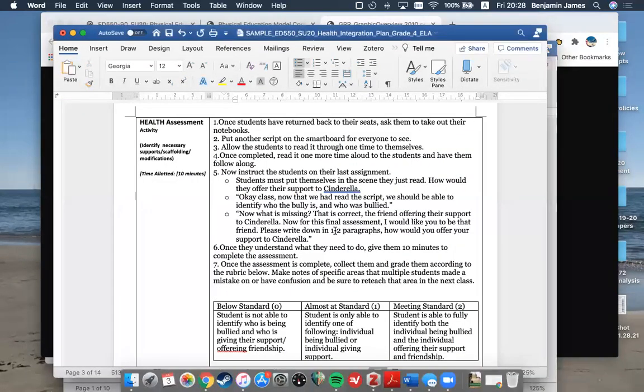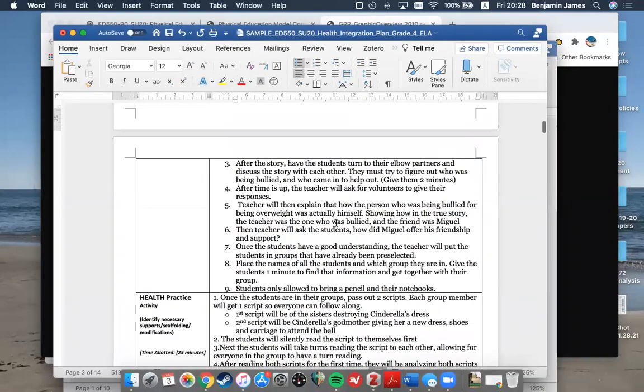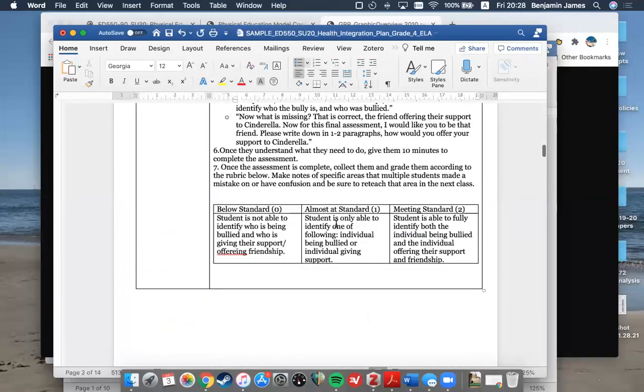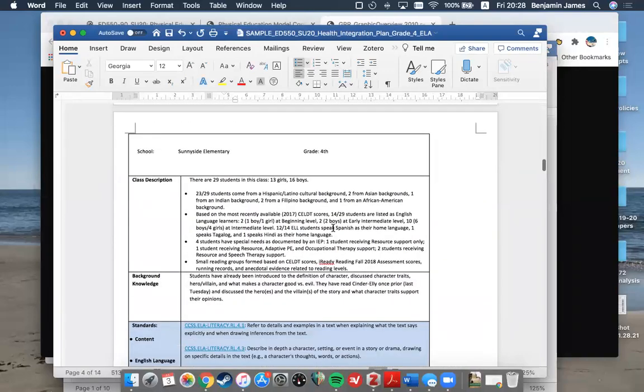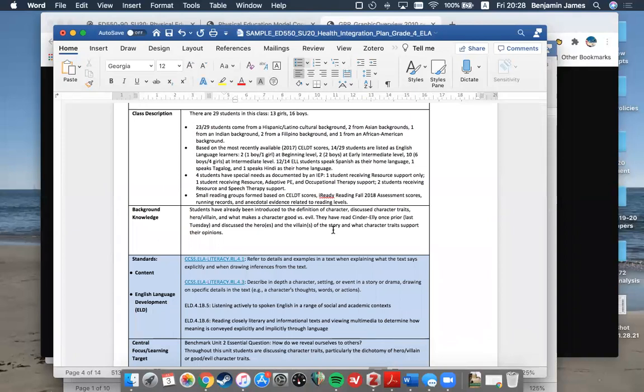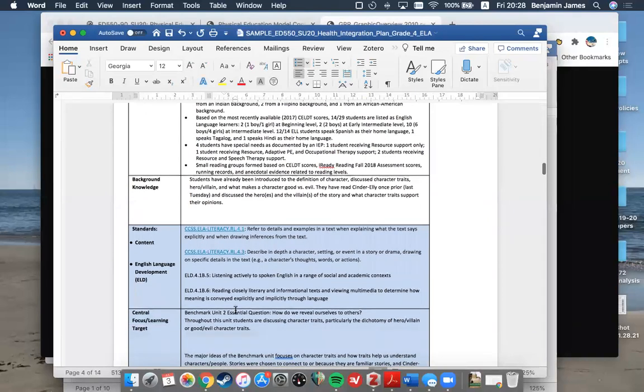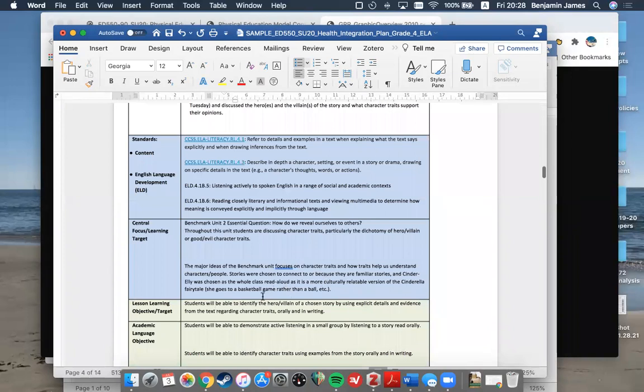Next, look at a grade 4 lesson. This is an ELA lesson. And this was the ELA lesson that used Cinderella or Cinderelli. And the learning objective was students will be able to identify the hero or villain of a chosen story by using explicit details and evidence from the text regarding character traits.